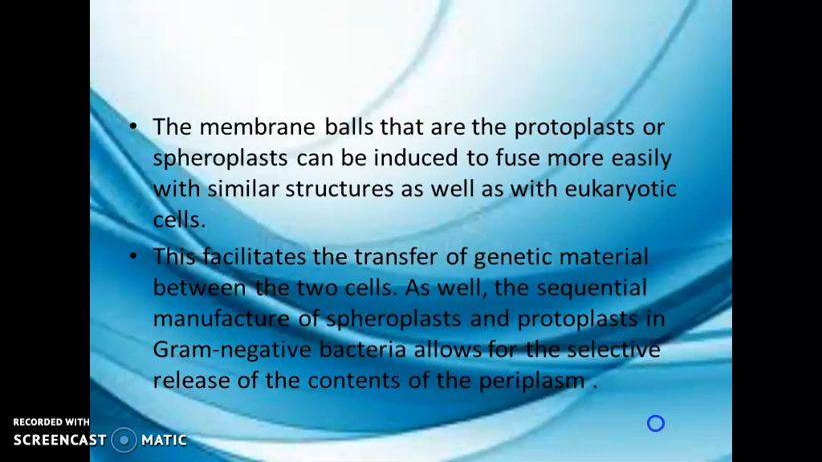As well, the sequential manufacture of sphaeroplast and protoplast in gram-negative bacteria allows for the selective release of contents of the protoplasm.